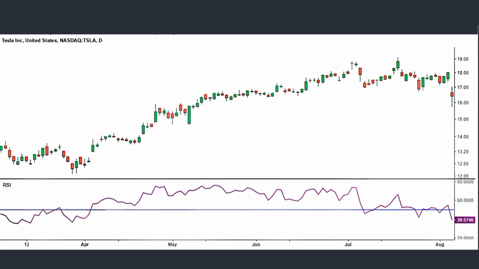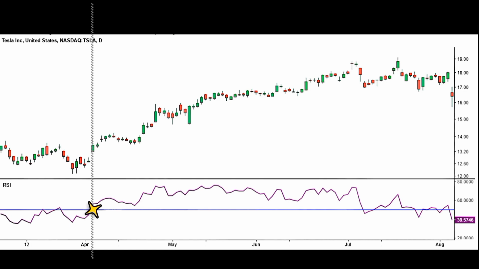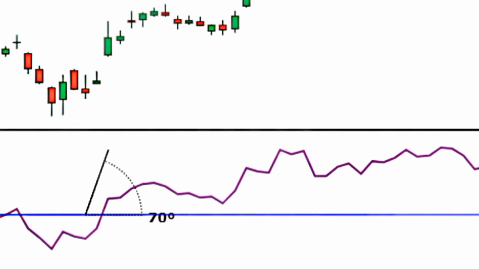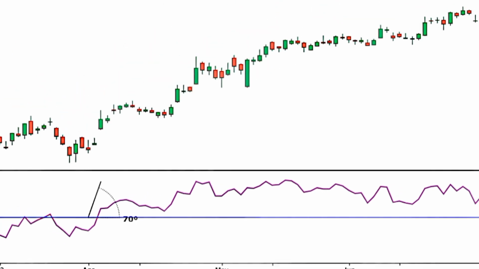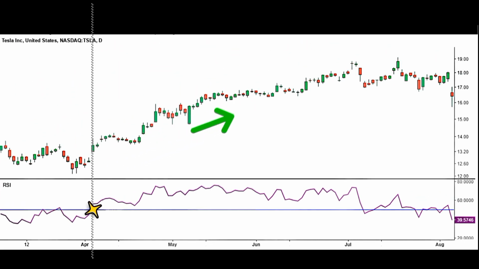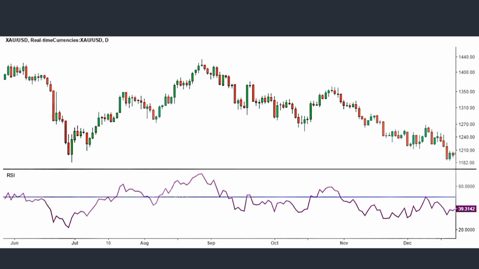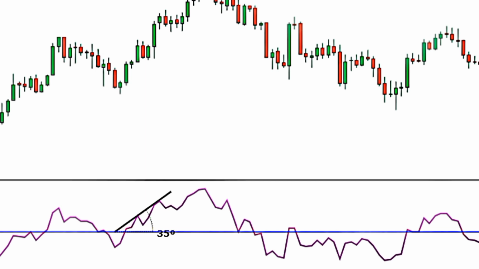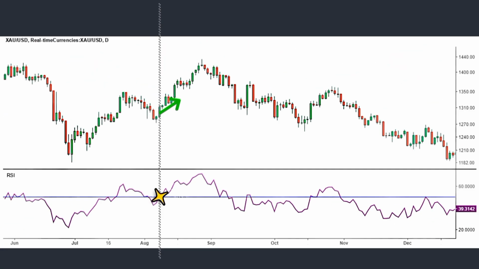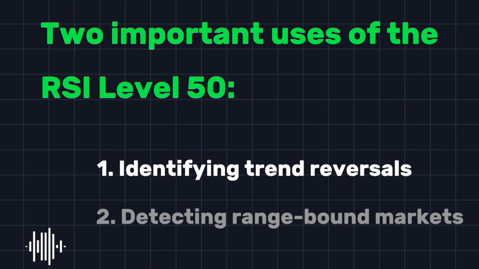In this stock market example, the RSI has broken above the 50 level with an upward angle of approximately 70 degrees. Following this breakout, a strong uptrend has formed in the stock. Meanwhile, in another chart, we can see that the RSI has broken above the 50 level at an angle of approximately 35 degrees. Following this, a minor uptrend formed, but it lacked strong momentum.